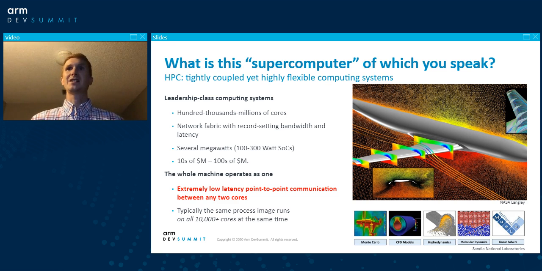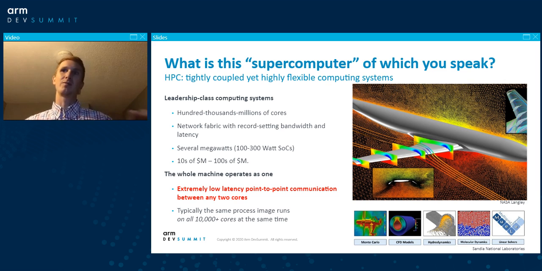So the idea is that we have leadership class computing systems with hundreds or thousands, maybe even millions of CPU cores, with record-setting network characteristics that often consume many megawatts of power. These are massive computers. And the key distinction between a supercomputer or HPC system and a data center is that your supercomputer can operate as a single system and bring all the computing power available in that system to bear against one problem at a time.